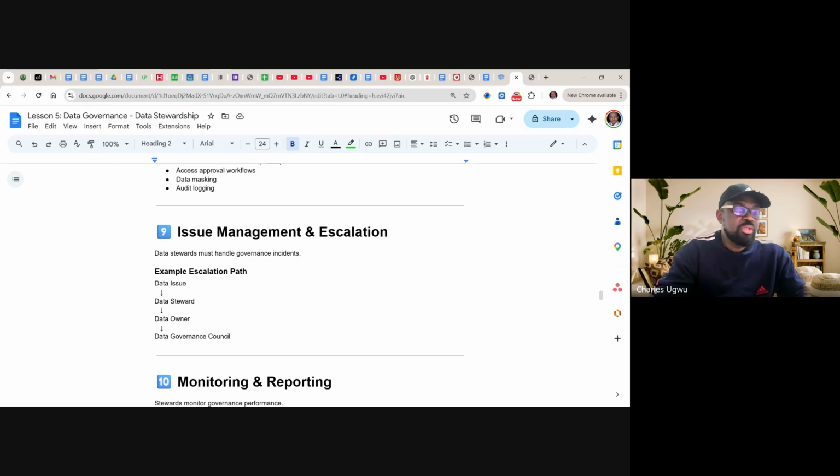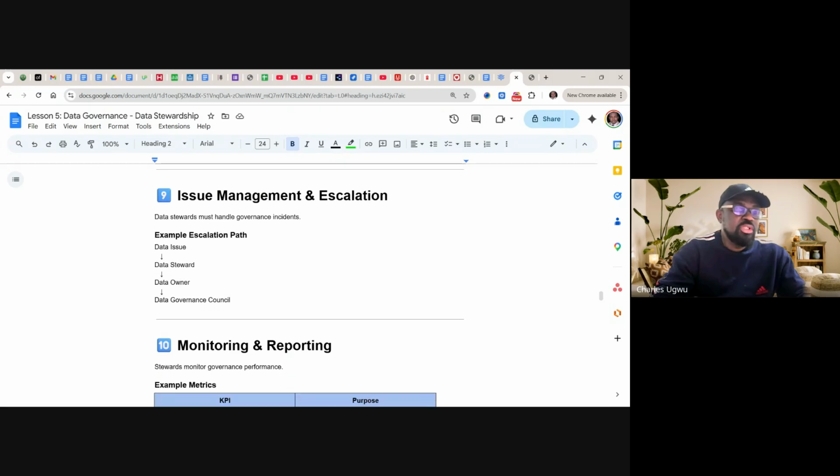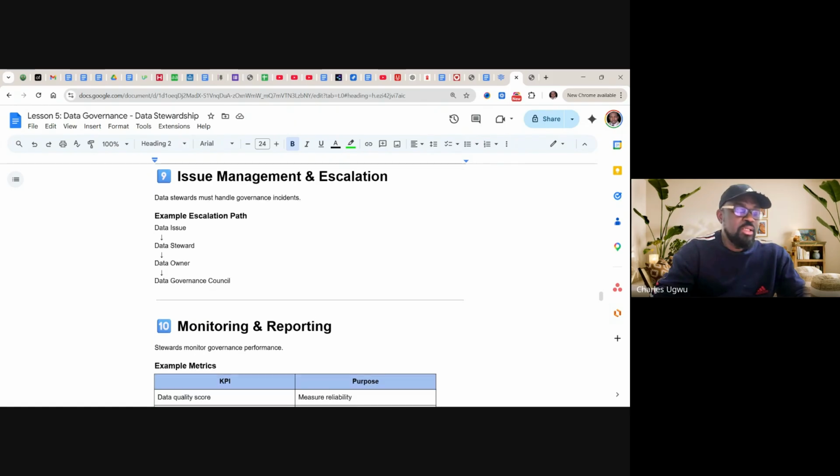First, an issue is identified, and it moves to the data steward. If the steward cannot handle it, the steward will escalate it to the data owner. If the issue is beyond the control of the data owner, then the data owner will escalate it to the Data Governance Council. So that is the issue management and escalation part.